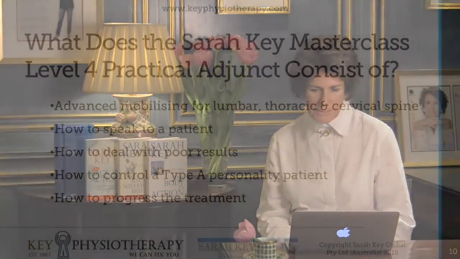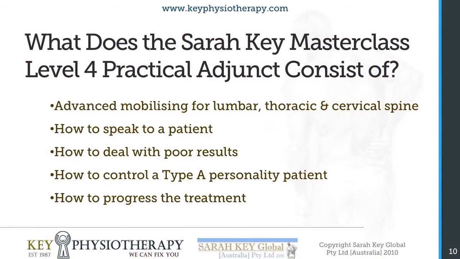So stage 4 practical adjunct consists of advanced mobilising techniques for all of the spine. How to use the heel and the hands. How to speak to patients, as I said before, how to deal with poor results if the patient isn't doing well, how you manage them. It's often the case that the patient is more difficult than the pathology, and that's really where experience, seniority, years come in, and where it's so important to give new graduates particularly a hand.